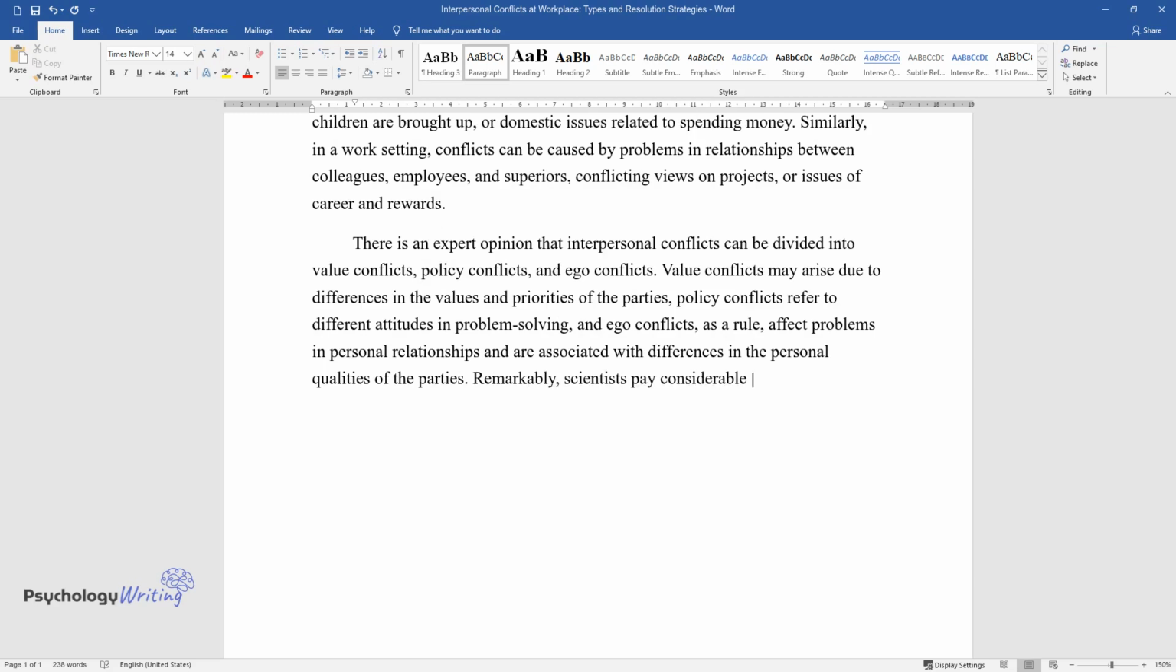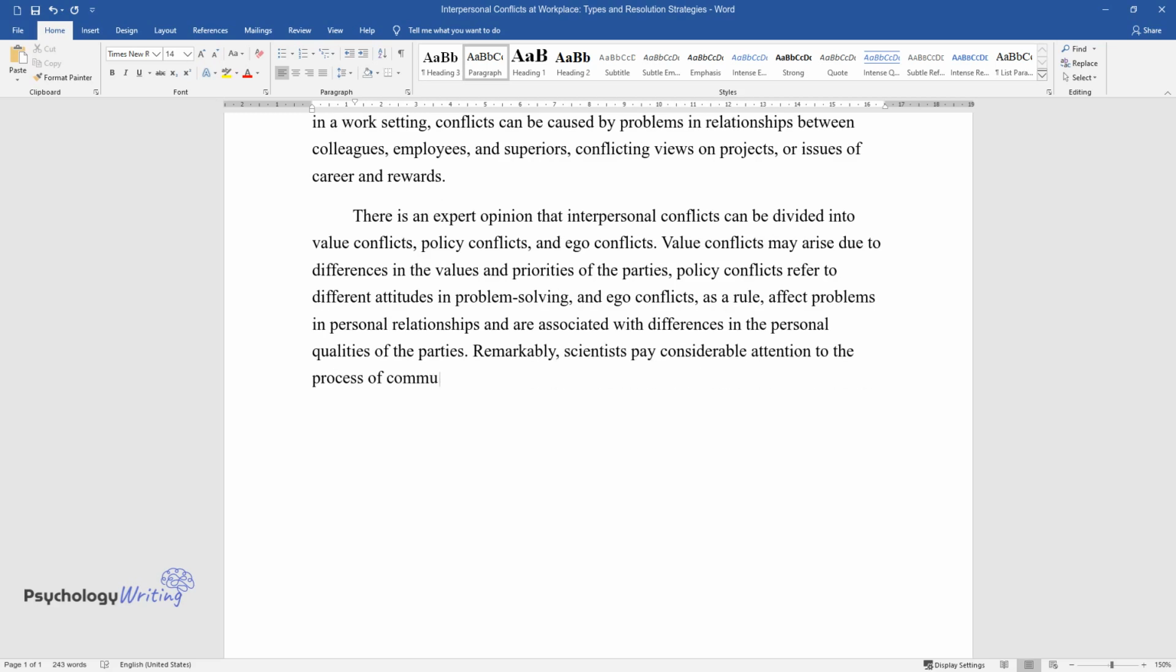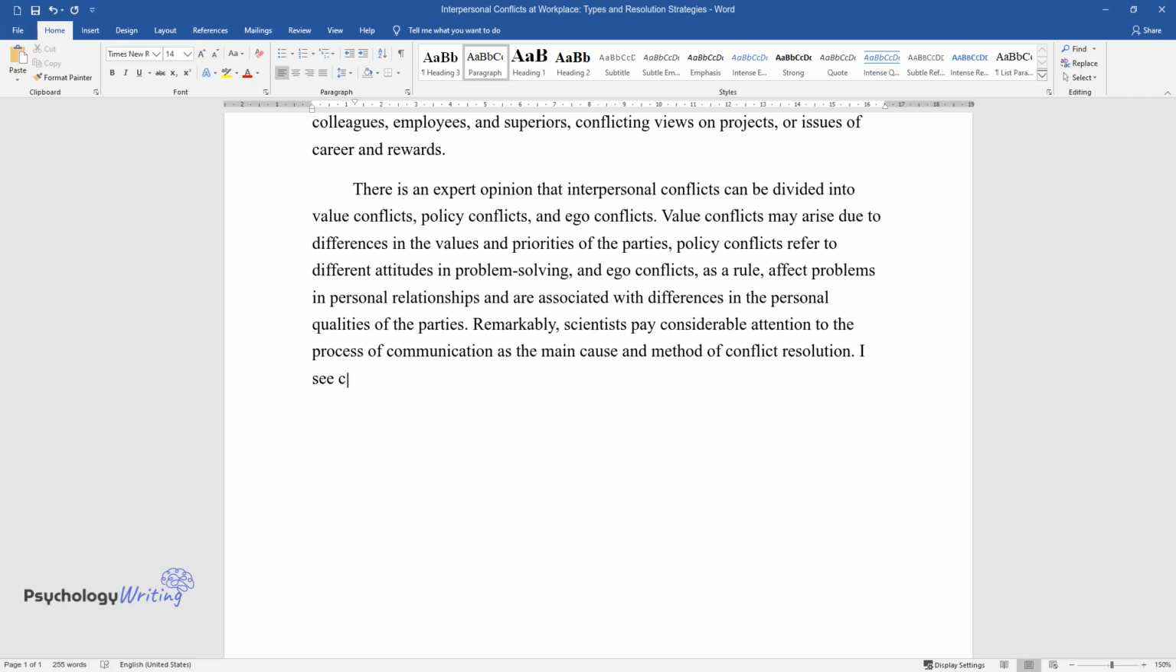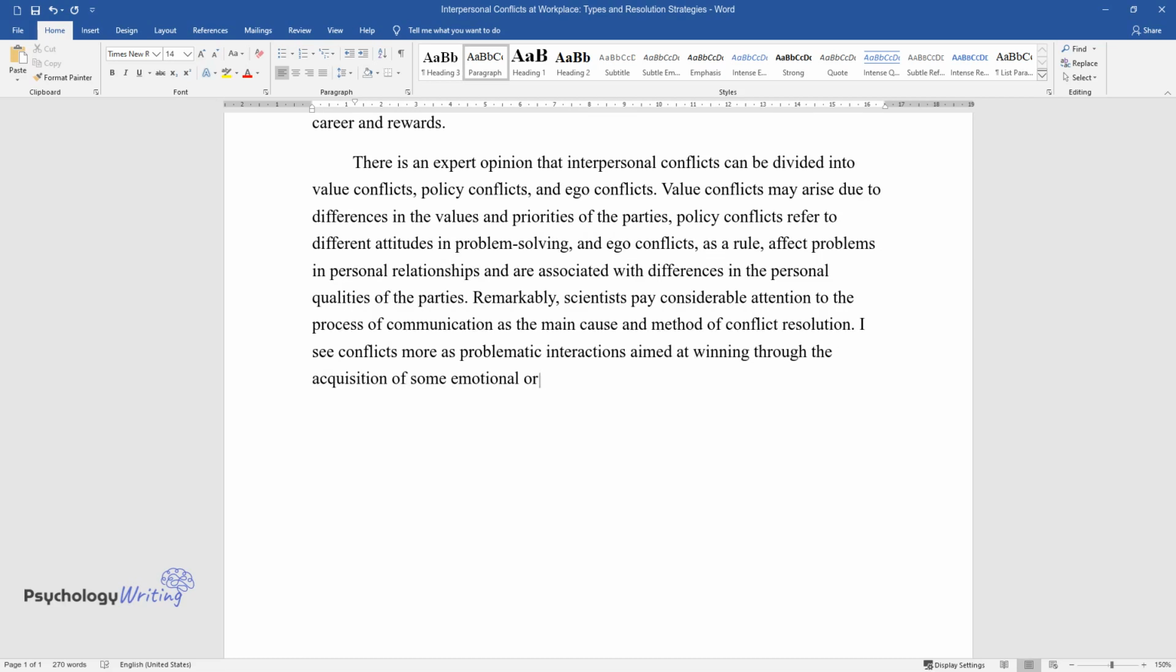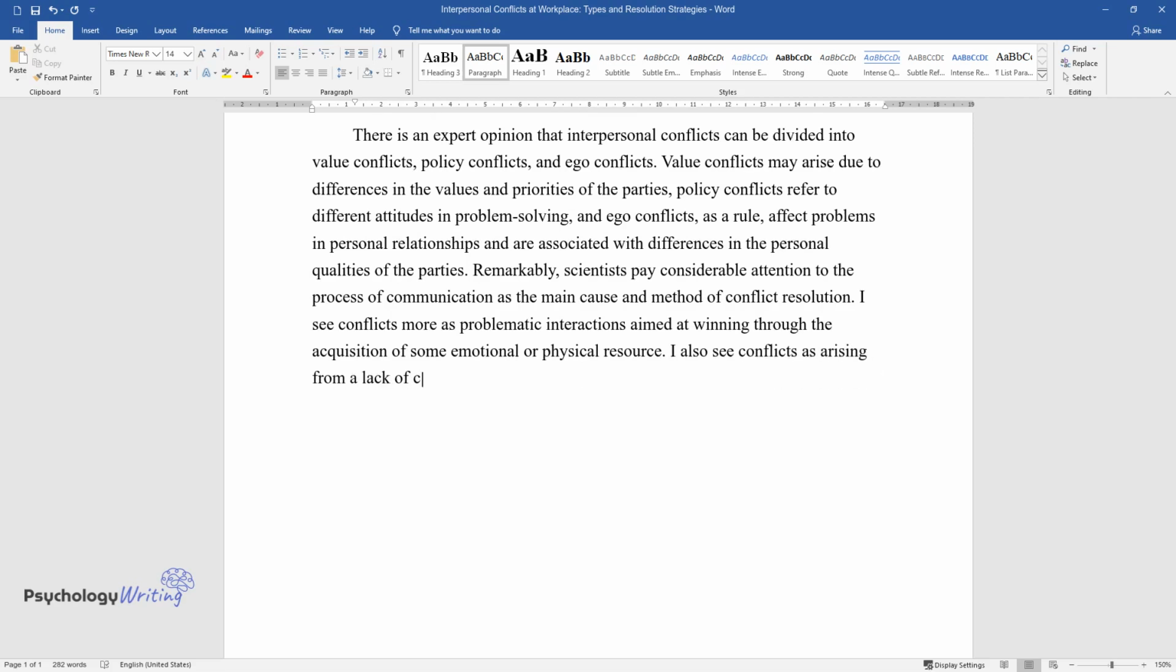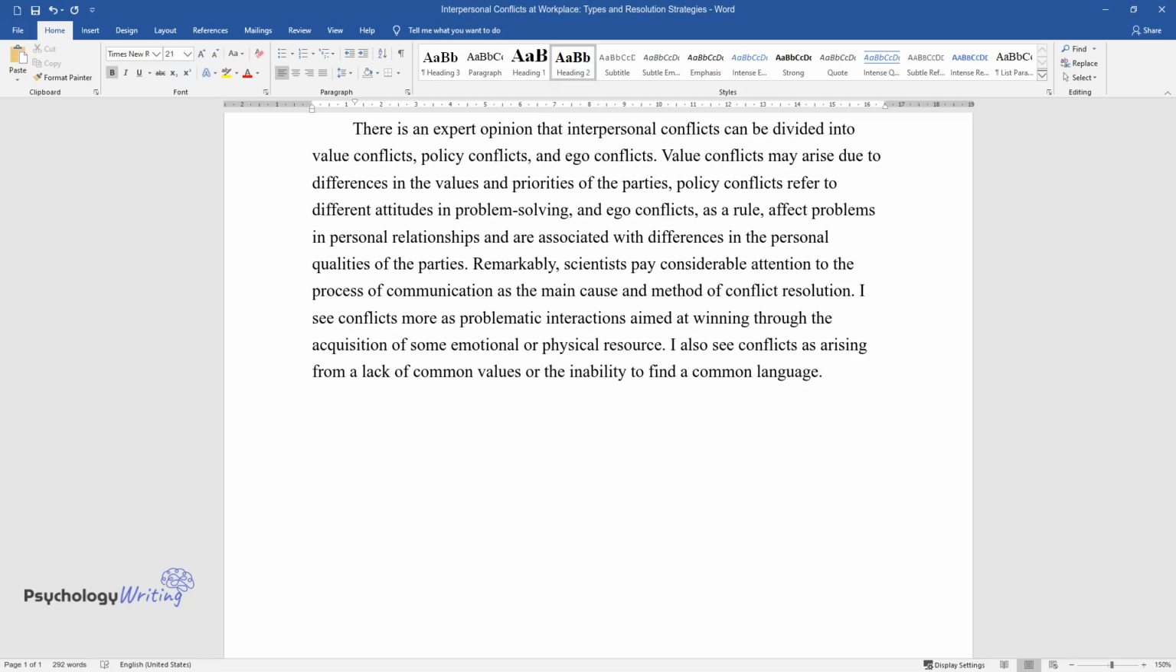Remarkably, scientists pay considerable attention to the process of communication as the main cause and method of conflict resolution. I see conflicts more as problematic interactions aimed at winning through the acquisition of some emotional or physical resource. I also see conflicts as arising from a lack of common values or the inability to find a common language.